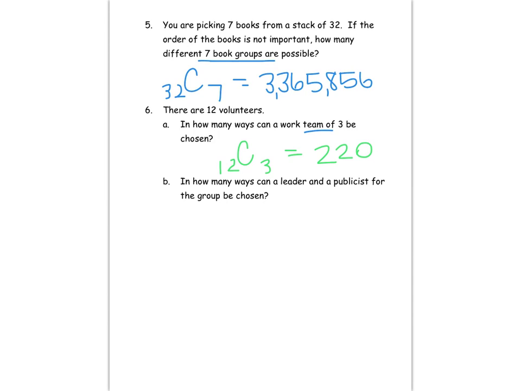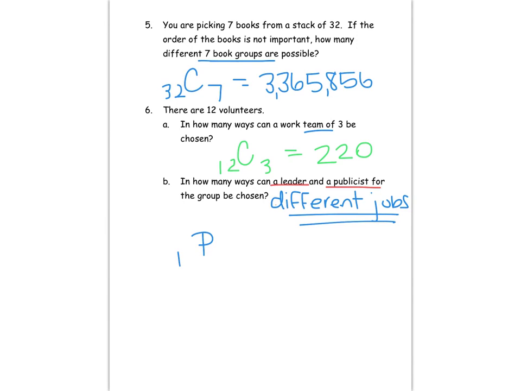How many different ways could the leader and a publicist be chosen? Oh, well, that's 2 different jobs. If you have 2 different jobs, then order matters. Because even if the same 2 people are picked, if they were picked for a different job, they would be doing something different, and so order matters. Who's the leader and who's publicizing. So if you have different jobs, always use permutation.